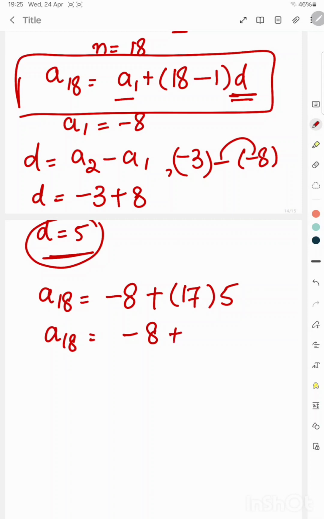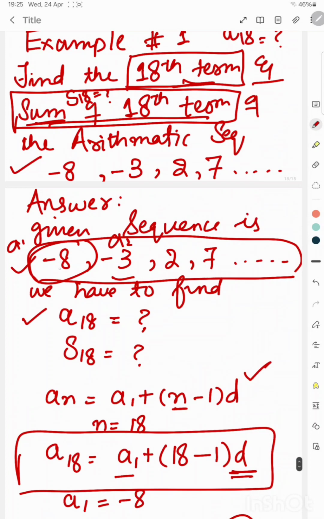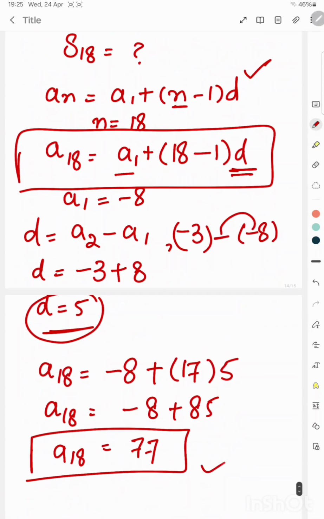Minus 8 plus 17 into 5; 17 into 5 is equal to 85, which gives 77. So the 18th term is 77. In the given sequence, this is the first term, this is the second term, this is the third, fourth, and when it goes on you will reach the 18th term, and on the 18th term the answer is 77.